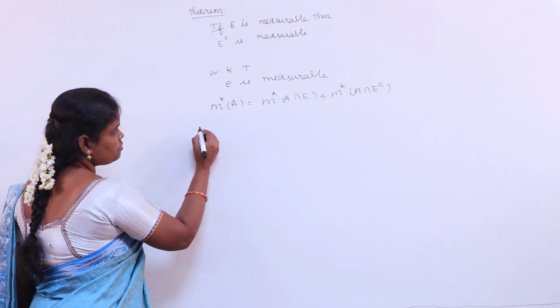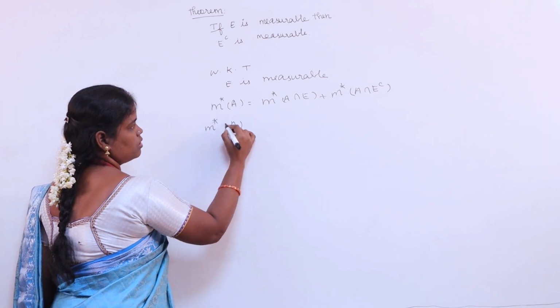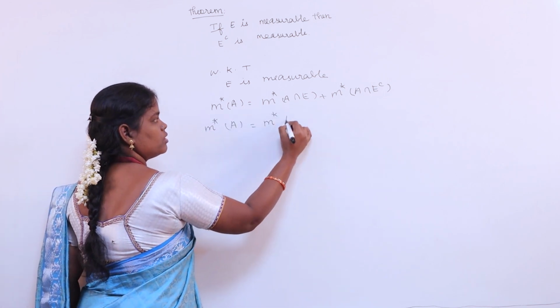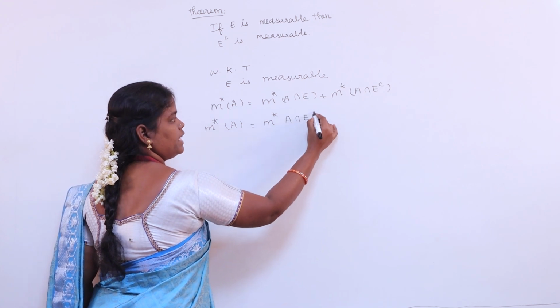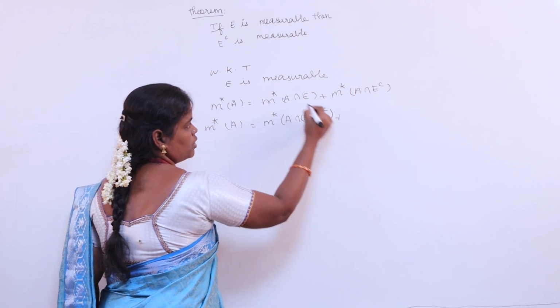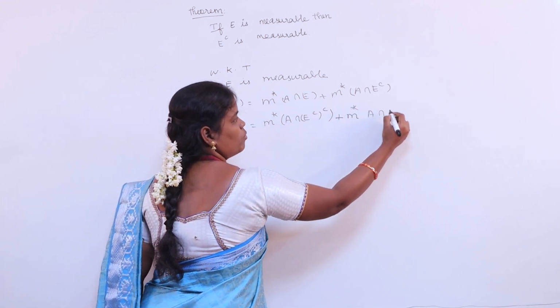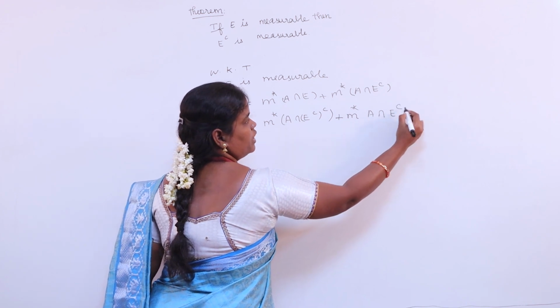Then you have to replace A intersection E complement whole complement. That is also E, you get only E. Then plus outer measure of A intersection E complement.